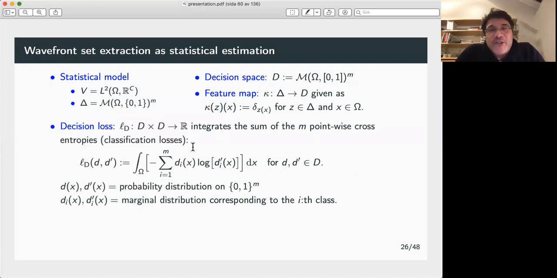So what is the loss function then? Now remember, elements in D are probability distributions over wavefront sets, right? So I need to have a notion of distance between probability distributions. And one typical one is to take the cross entropy. It's a classification problem essentially here. So I have M of these because it's for each discretized conical direction, right? So I'm taking the sum of these, pointwise for each point in omega, and integrating over omega. So I'm essentially integrating the sum of M pointwise cross entropies that are measuring the distance.